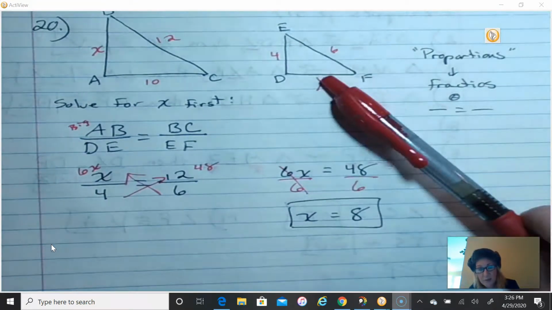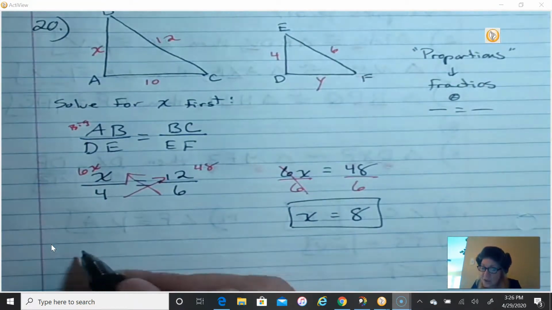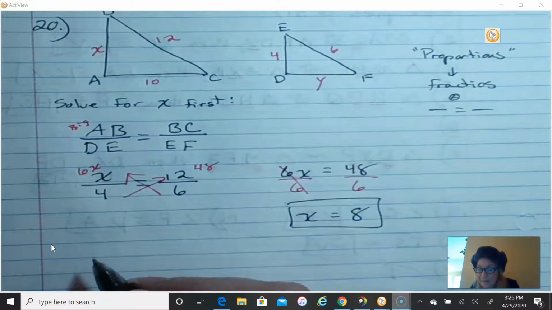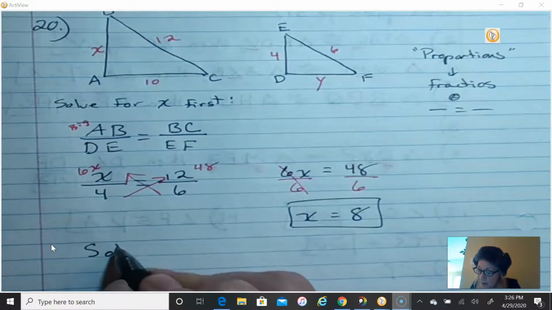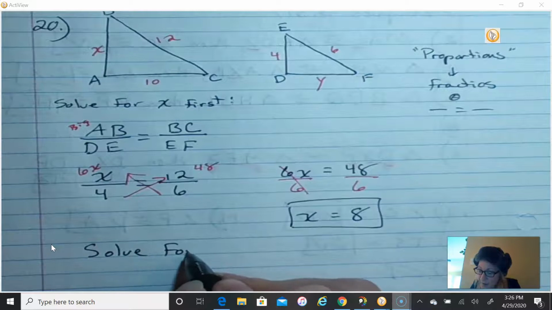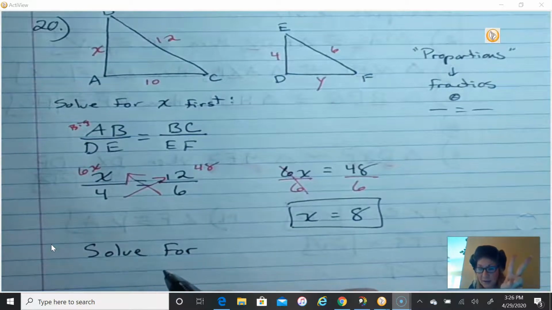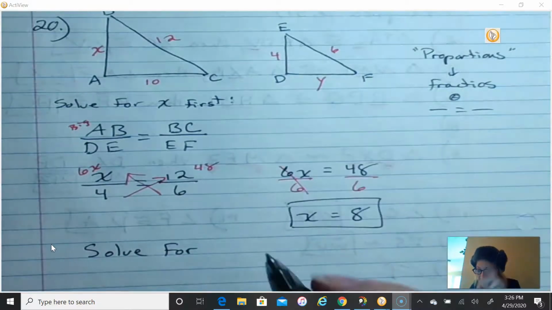Okay, now we have to solve for Y. So you're going to have two answers in this section. Y'all hear what I just said? Two answers in this section.